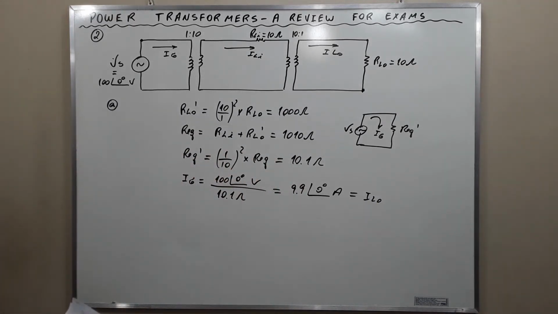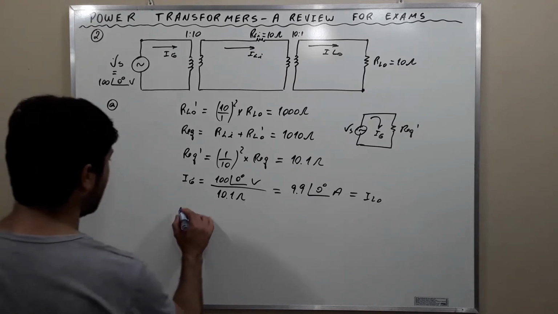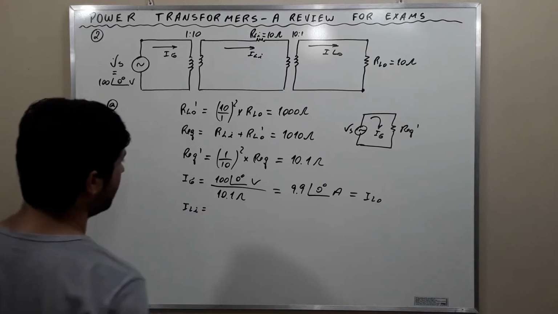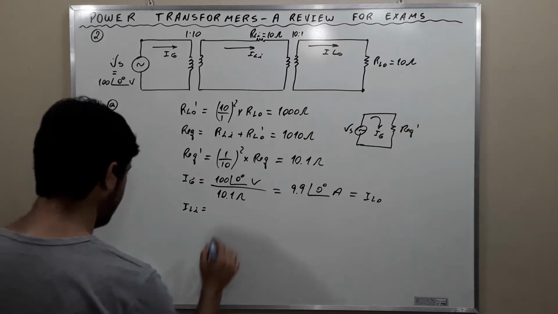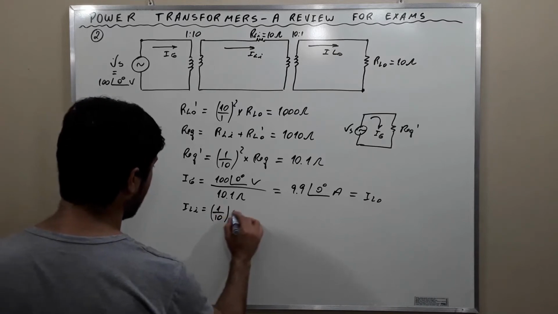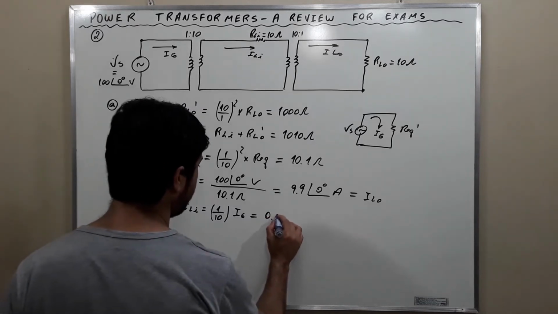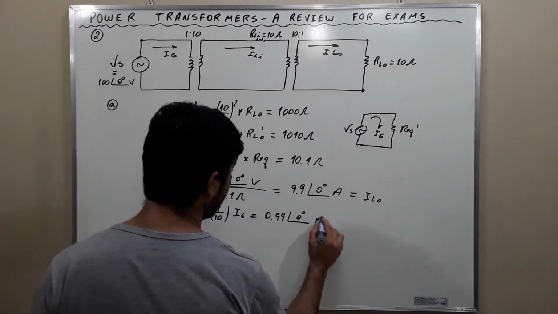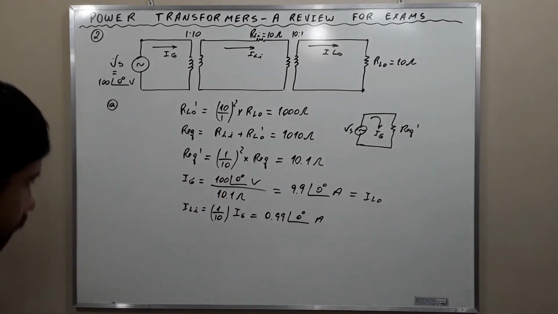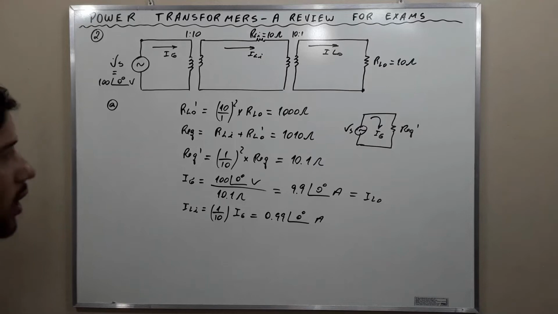To calculate I_L, you're going to need to use the turns ratio of the transformer. I_L is equal to 1 over 10 times I_G, which is 0.99 phase 0 degrees amperes. We have calculated everything now. With these values, we can calculate the main question of this exercise.